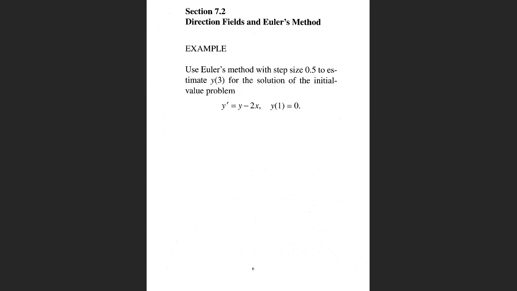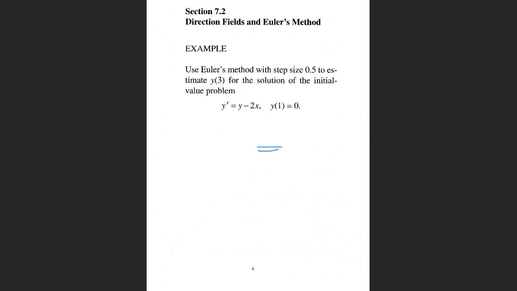Okay, so we want to use Euler's method with step size of 1/2 to estimate y, the solution when x equals 3. That's what y of 3 is. We want to estimate the solution for this initial value problem. So we're going to use Euler's method with step size 1/2, 0.5, to estimate y of 3 for the solution of this initial value problem.